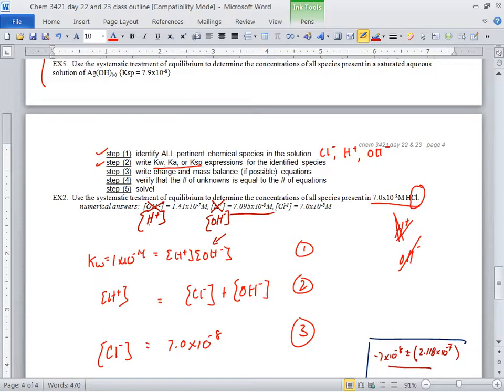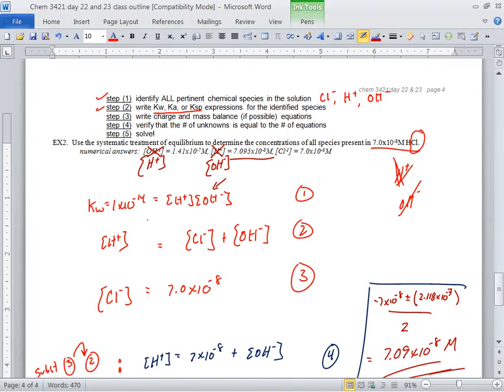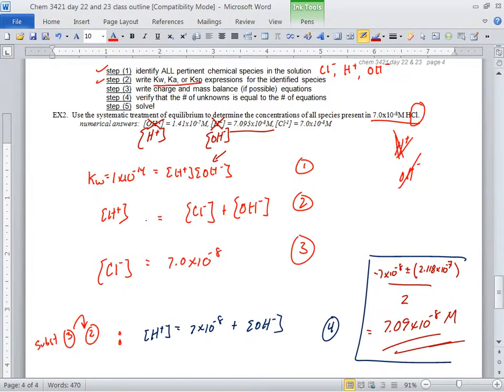Like I got hydrogen ion equals 7.095 times 10 to the negative 8. Really? You got hydrogen equals 7.09 times 10 to the negative 8? How can we have so much trouble even in the quadratic equation? Did you agree with this?